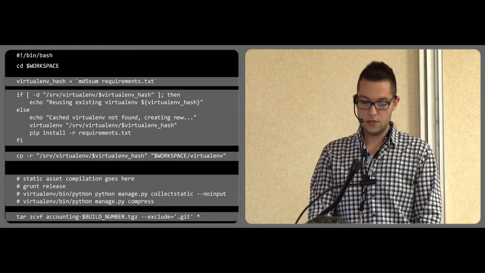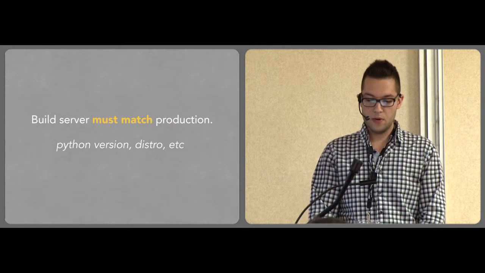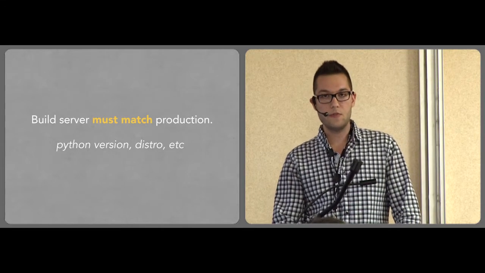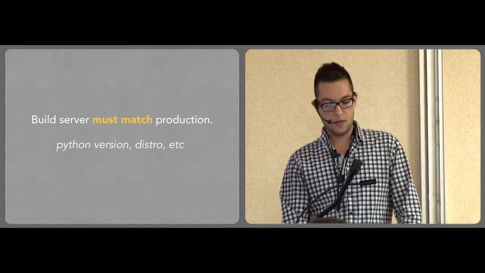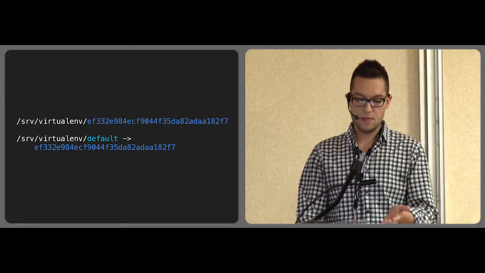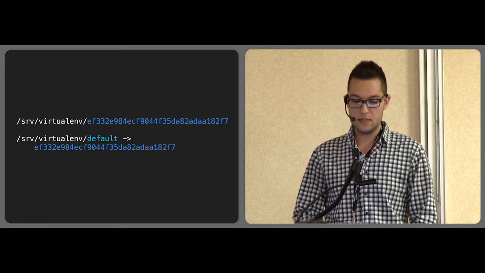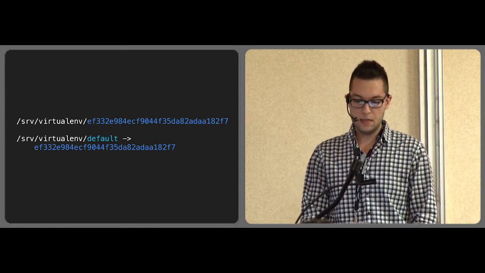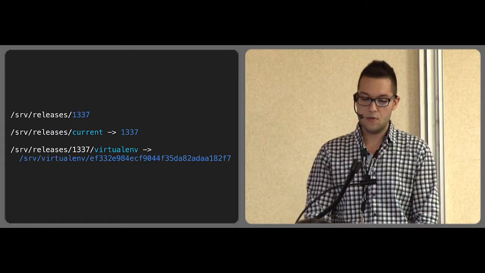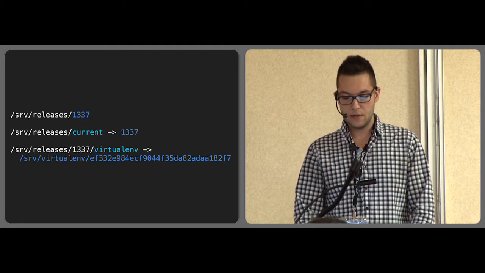And then we archive the workspace. One important thing to note is that your build server must match production, both in Python version, distro, etc. Otherwise, you're going to have problems. So what you end up with is something like this: SRV, virtual env, and then the hashed requirements as the name, and then default ends up pointing to that. Same thing for the release. The only thing that's changed is that now we have a virtual env symlink inside the release that points to the actual virtual env.